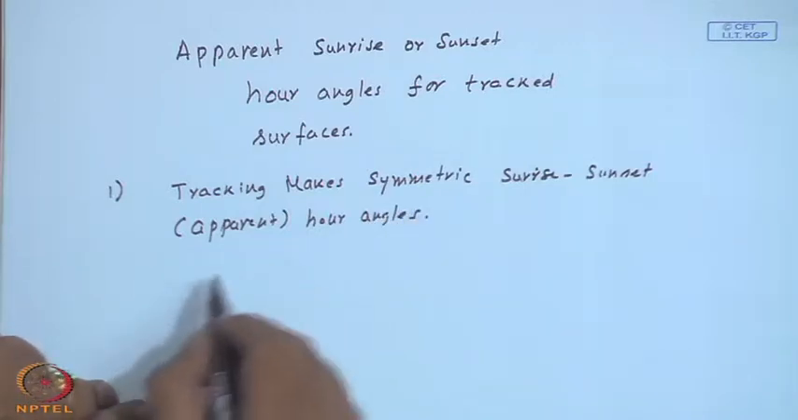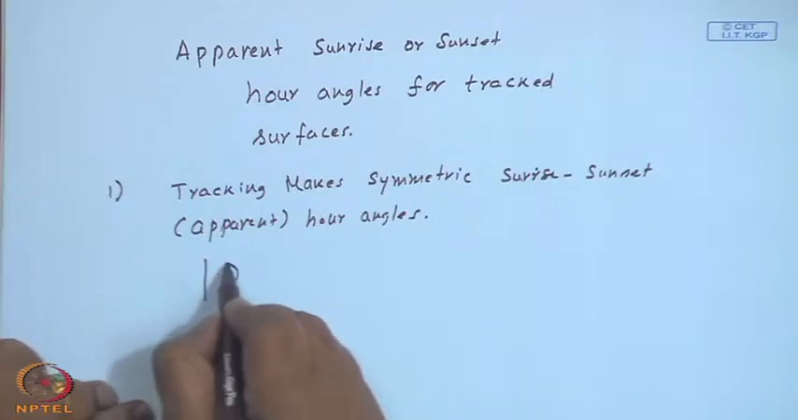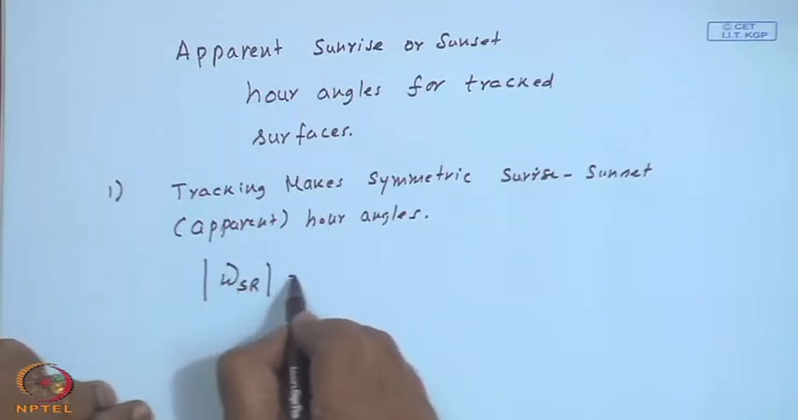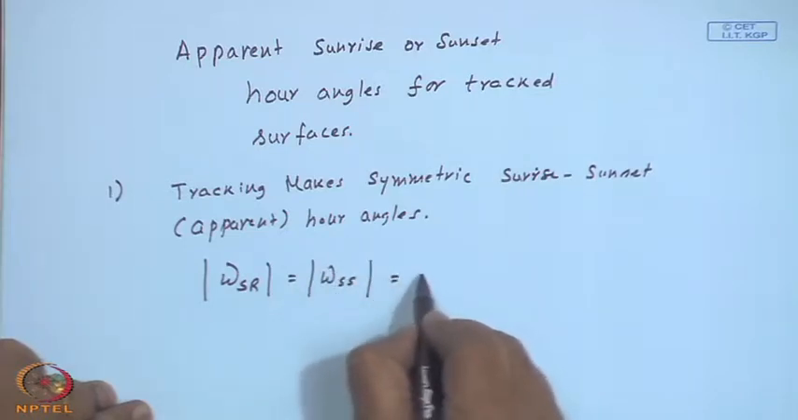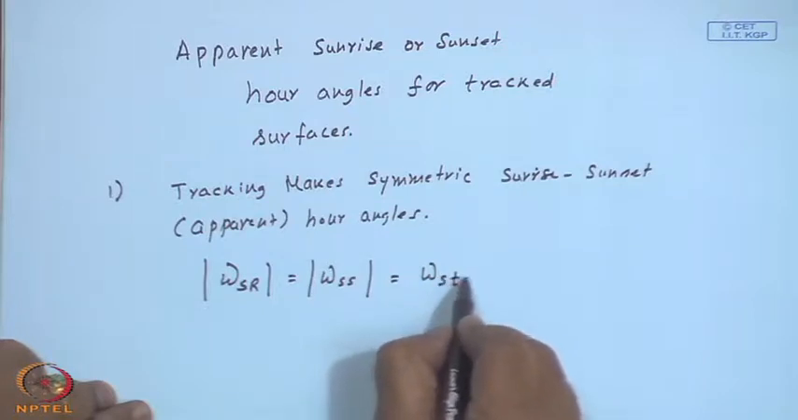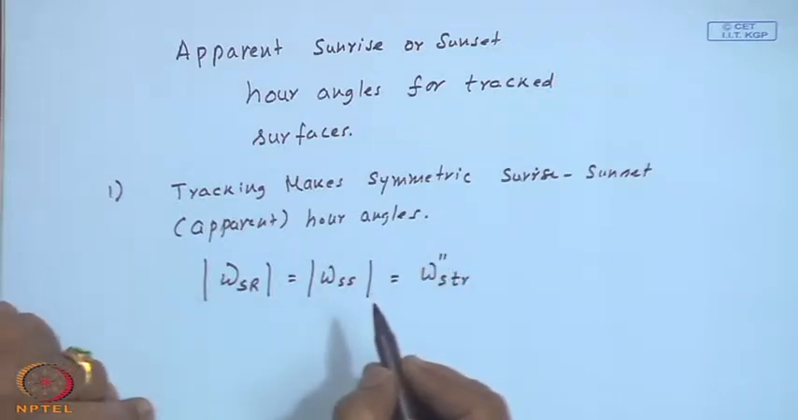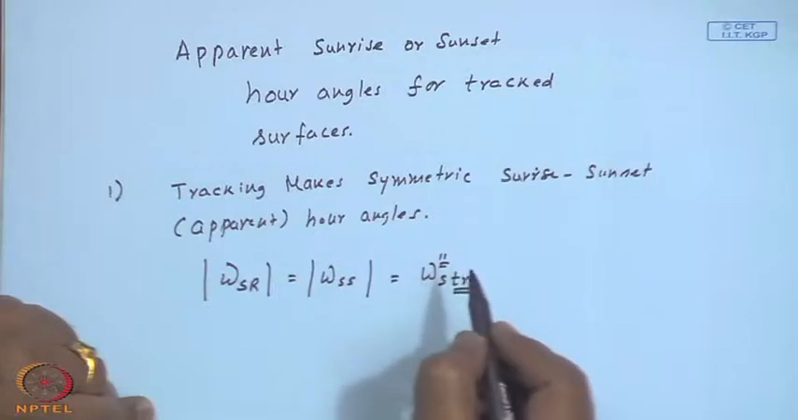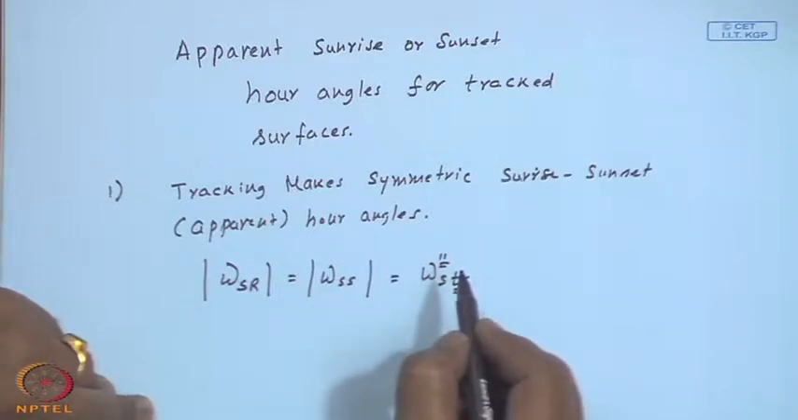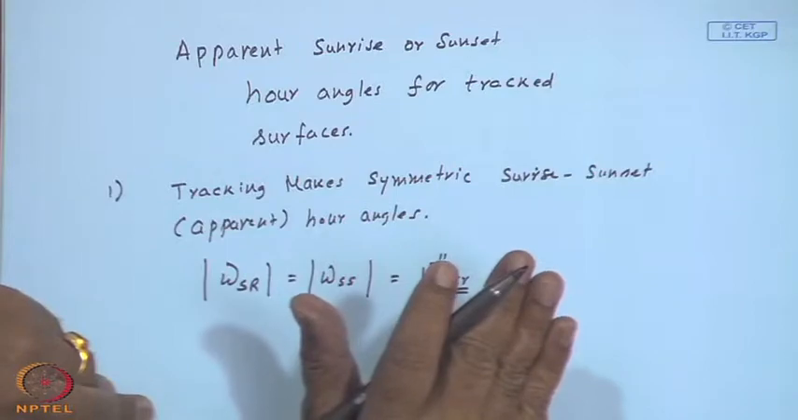So, if I designate it with our conventional notation of omega SR, modulus should be equal to modulus of omega SS, which I shall call simply omega S tracking double dashed, because we are considering omega S dashed for the south facing fixed surface. So, this TR indicates that it is tracking, and we have used omega S double dashed as the hour angle as seen by the tracking surfaces, without or before limiting it to the physical sunrise or sunset hour angle.